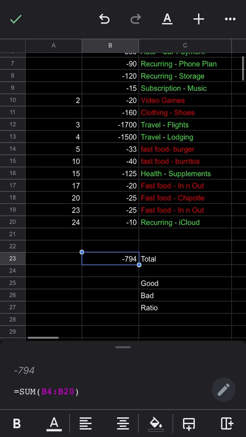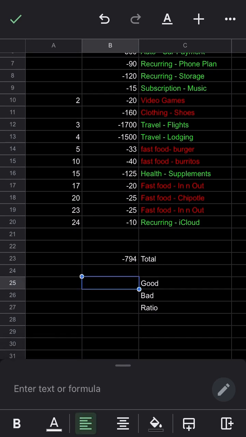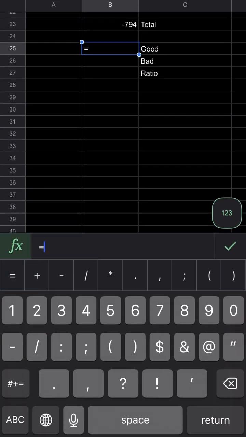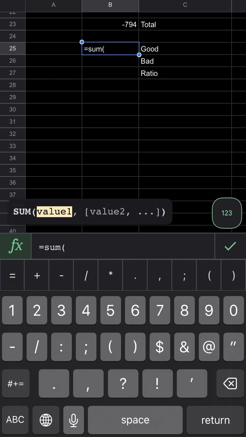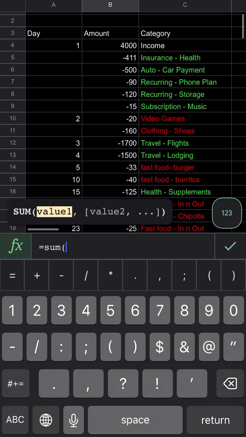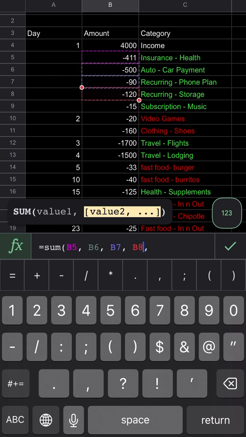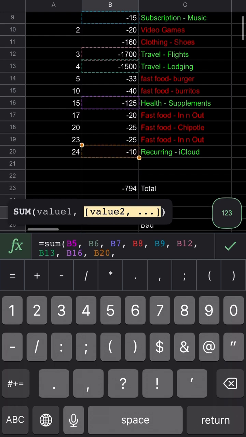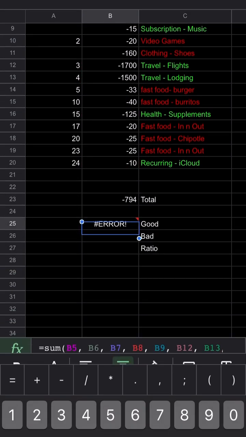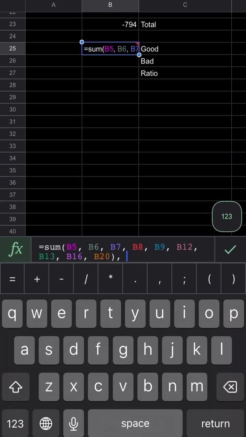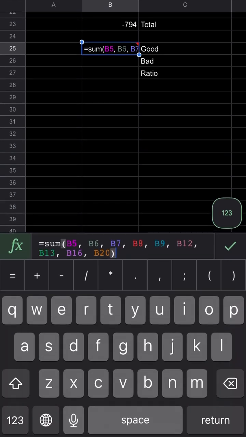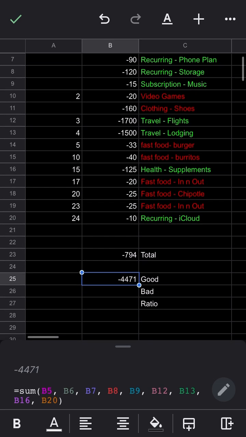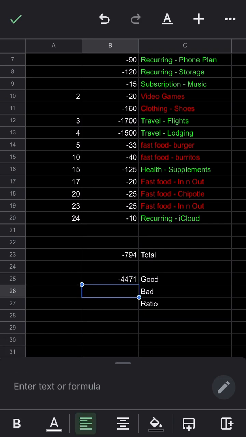Well, I'm going to show you something I'm going to do, which is calculate a little ratio here. Again, equals sum, and I'm going to take all the good things that I bought. Oops. That's an error because I have this comma outside the parentheses. There you go. So I spent almost $4,500 on purchases I consider necessary for life.